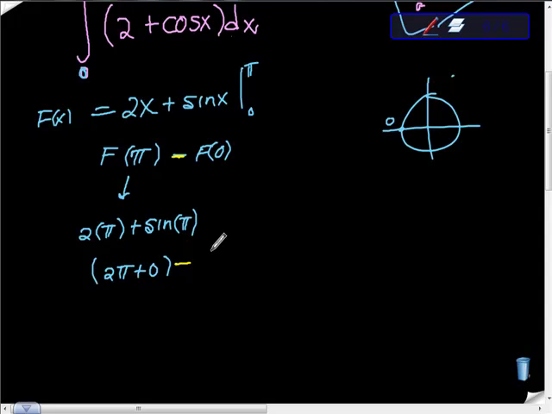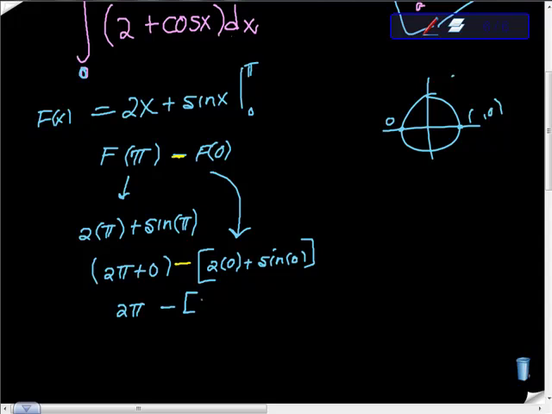Now I'm going to interpret this, and take my F of 0. So I have 2 times 0. It says plus, so plus sine of 0. This thing doesn't make much difference. Sine of 0, I have to think about this because not everything of 0 is 0, but sine of 0, here's 0 right here, and the height value here is 0. So sine of 0 is 0. So we have 2 pi plus 0, which is 2 pi, minus 2 times 0, which is 0, plus 0, which is just equal to 2 pi.